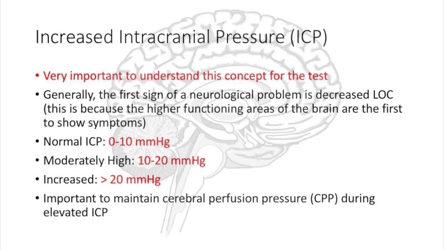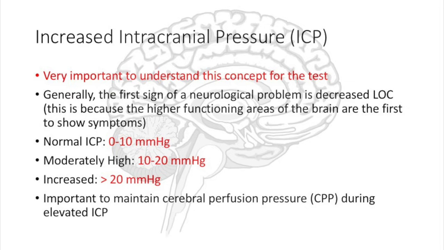So what are things that increase the intracranial pressure? You really have to understand this for the test. Generally, this is the first sign of a neurological problem. The normal ICP is 0 to 10. These numbers are going to vary depending on what source you use, but just in general, the normal ICP is 0 to 10. Moderately high is 10 to 20, and increased is over 20.